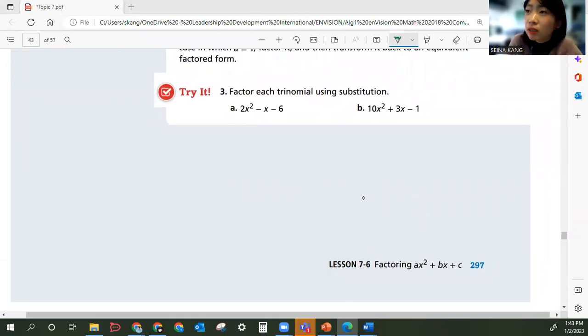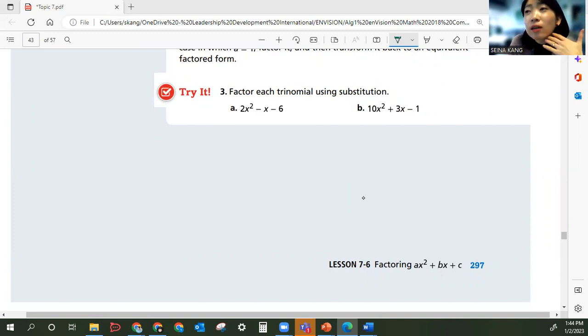So first, let's look at 3a. 2x squared minus x minus 6. You're going to solve it using substitution. So before you use the substitution, what is the preparation process? We need to make it desirable to substitute, right? We're first going to change the polynomial. We're going to promise to put it back later.